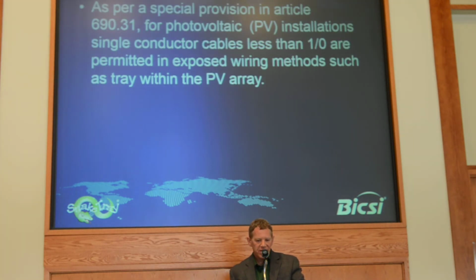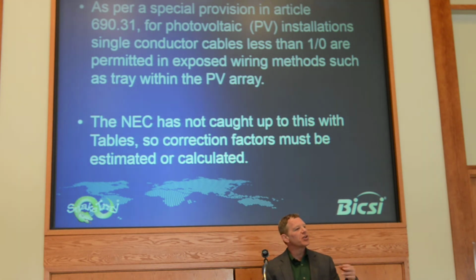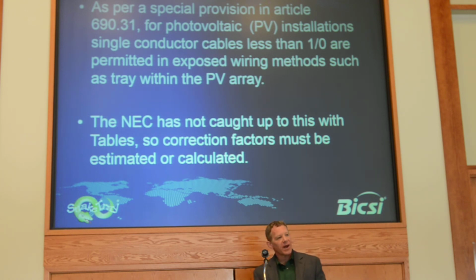There is a special provision in Article 690, which is the solar section, the photovoltaic circuit section of the code, that permits single conductors of cables less than 1/0 in size in exposed wiring methods such as tray. However, the NEC has not caught up to this. There's not a table that says, when you want to put your cables in a tray like we said you could in the solar array section, this is the correction factor you use. So we as designers are on our own to estimate or calculate what the correction factor should be.